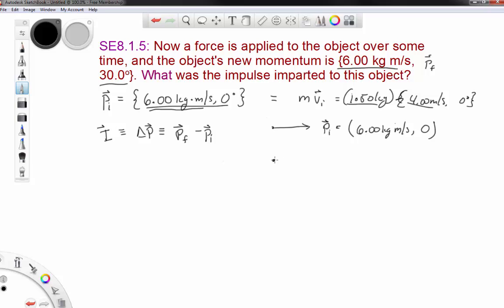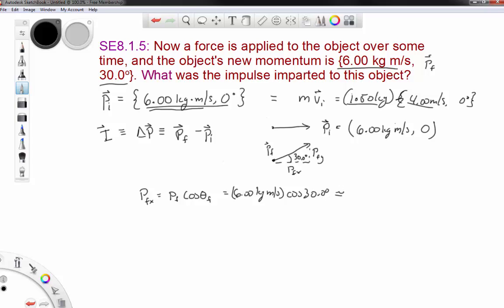Finally, we're moving at a 30 degree direction. So we need to break up like this. So here's the P final. Here would be P final Y, here would be P final X. Here is our 30.0 degrees. So P final X should be P final times the cosine of that angle. And so that will be 6.00 kilogram meters per second times the cosine of 30.0 degrees.